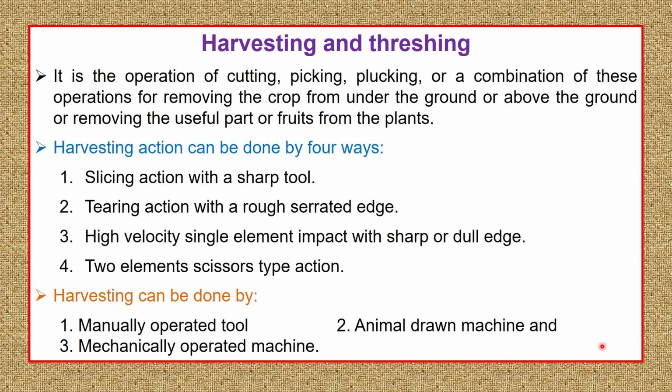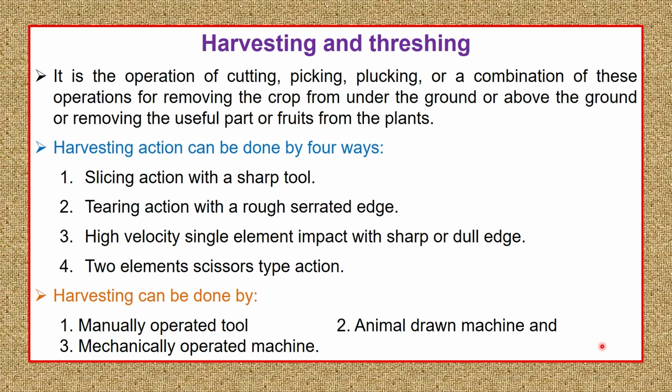So here harvesting is the operation where we cut the crop, or we pick or pluck the economical part out of the plant, or it is a combination of cutting, picking or plucking in order to remove the crops, whether it is under the ground or above the ground, or we also remove the useful parts as far as the fruits and vegetable plants are concerned.